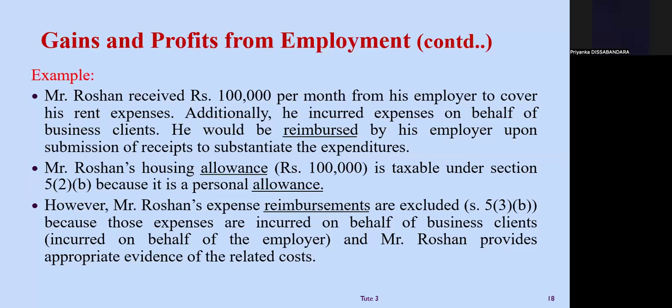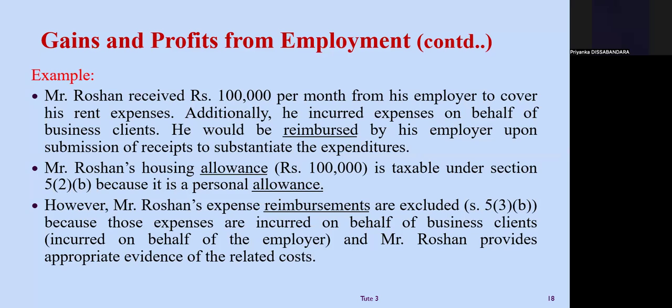This is an example for that. Mr. Roshan received 100,000 per month from his employer to cover his rent expenses. Rent expenses means a personal expenditure. That means we pay rent for our houses, for a vehicle, but that is our personal expenditure. So if that employer reimburses that kind of expenditure, that is a benefit for us.